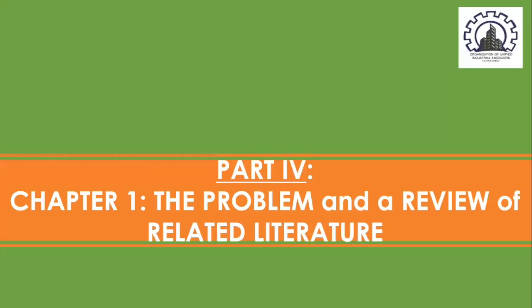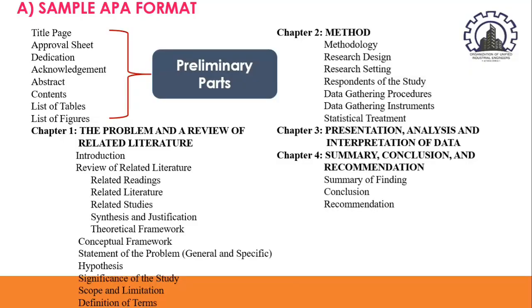And finally, let us now move on to the last key area of our lesson for today. That would be chapter 1, the problem and a review of related literature. Now, as you can see, this is a sample format of an APA. As you can notice, you have there the preliminary parts. We have title page, approval sheet, dedication, acknowledgement, abstract, contents, list of tables, and list of figures as well.